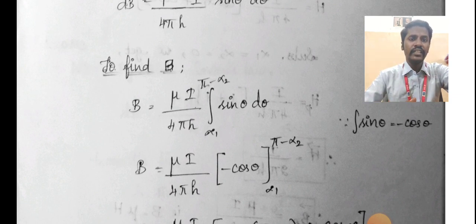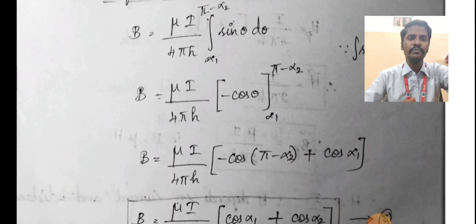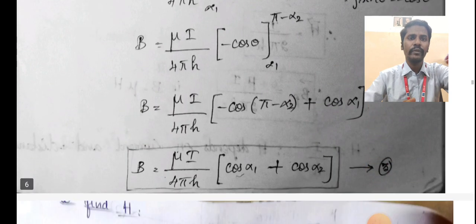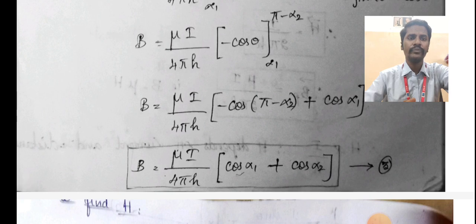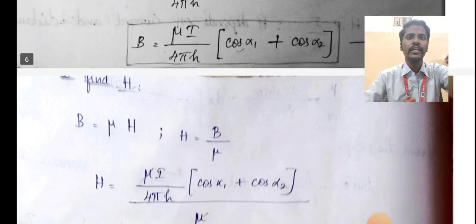Next, when we integrate sin theta, we get minus cos theta. Substituting the upper and lower limits, we get B is equal to mu I divided by 4 pi h, minus cos of pi minus alpha 2. Minus into minus becomes plus cos alpha 1. Therefore, when we rearrange this equation, B is equal to mu I divided by 4 pi h into cos alpha 1 plus cos alpha 2.